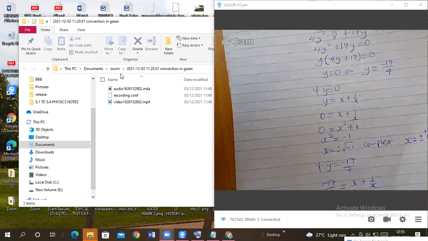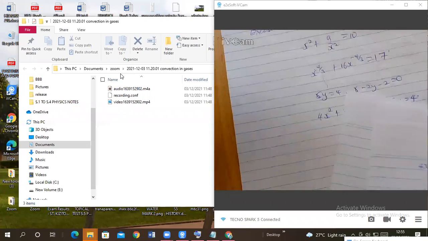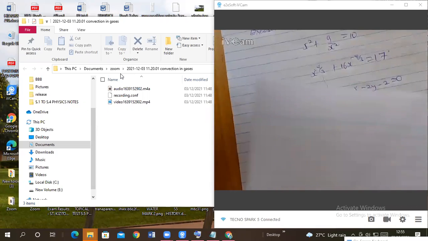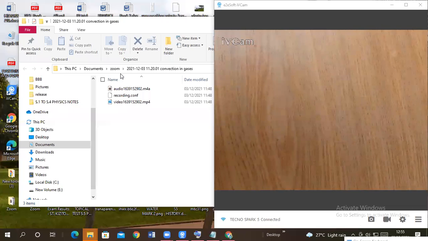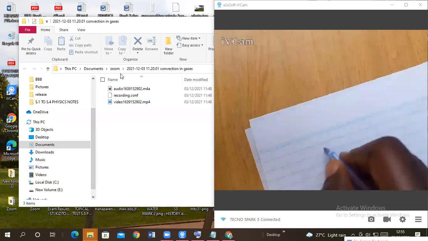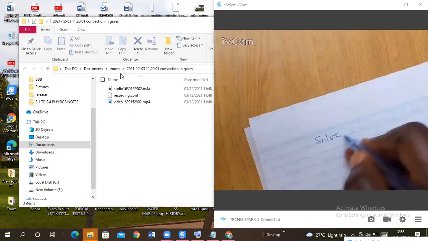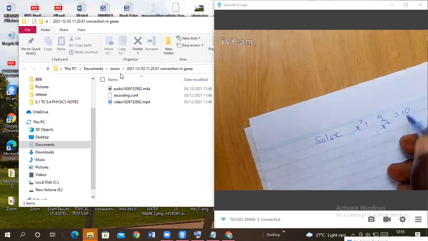Now, let me do one more thing here before we stop, because we have only 9 minutes to go. Now, we have similar equations which require another way of handling. We can be asked, for example, to solve this. x squared plus 9 over x squared is equal to 10.